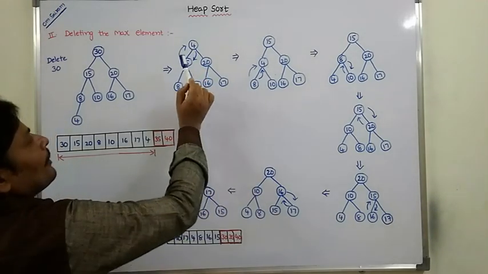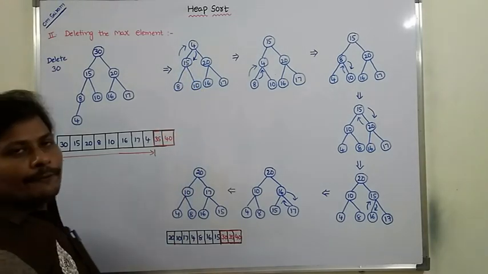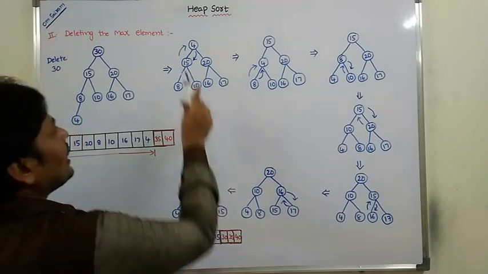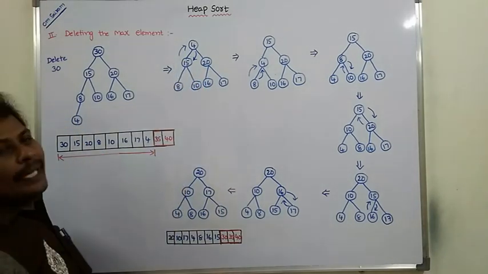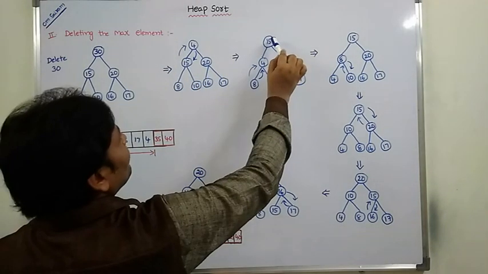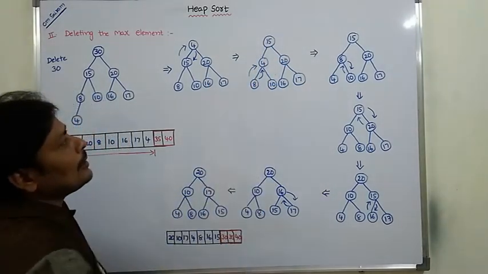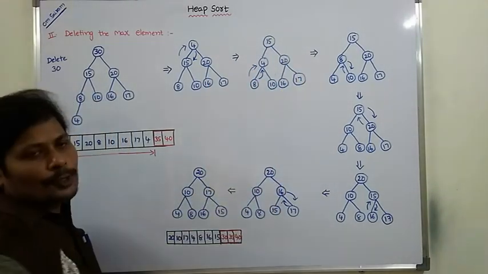4 is greater than 15? It does not satisfy the maximum heap property, so swapping can be done. After swapping, 15 is the root node and 15's left child is 4 and 15's right child is 20.